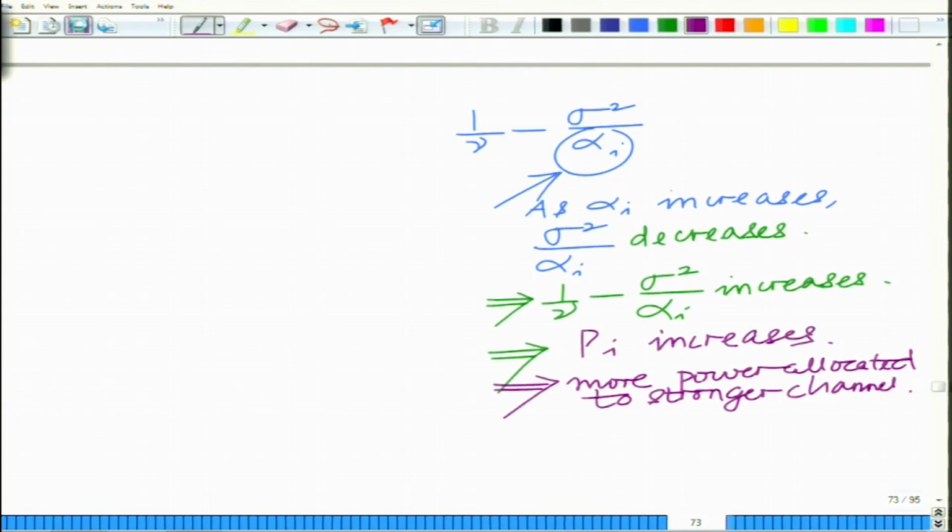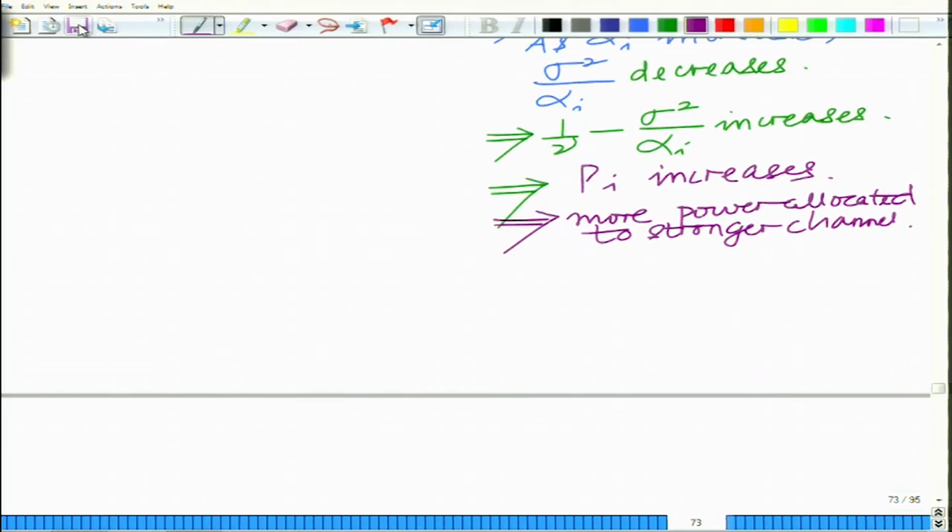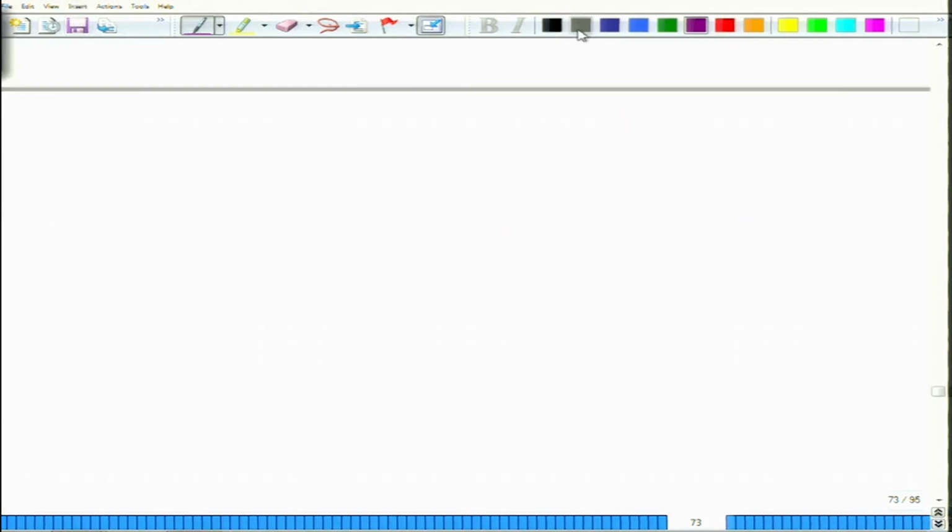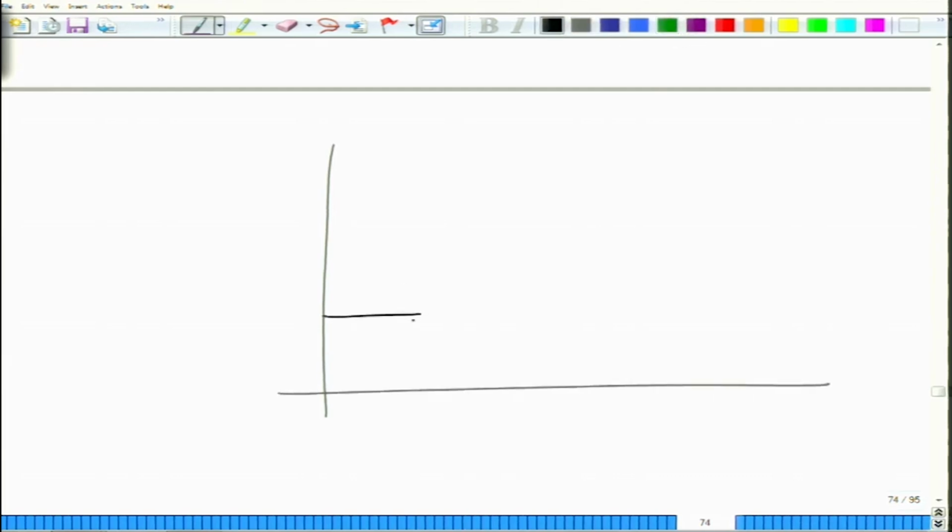Which implies that more power is allocated to the stronger channel. Okay. Now, there is an interesting representation for this. Let us look at a bowl, or an area, with these kinds of pillars. The first pillar is sigma square by alpha 1, corresponding to the first channel, because alpha 1 is larger, so sigma square by alpha 1 is smallest.